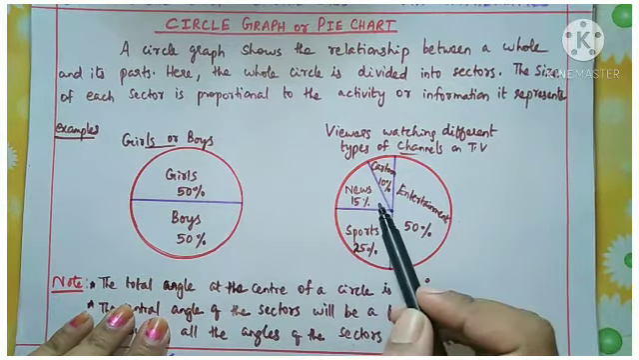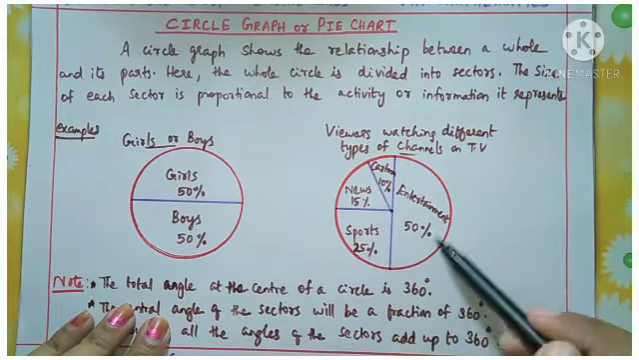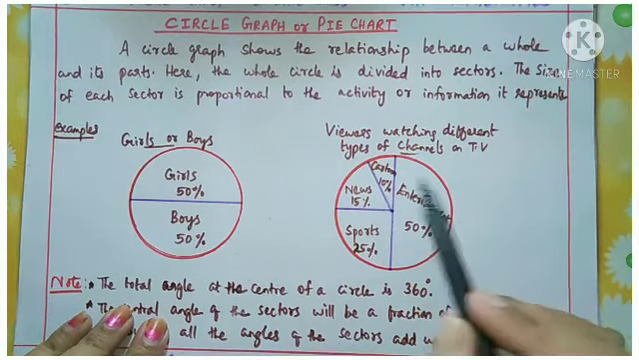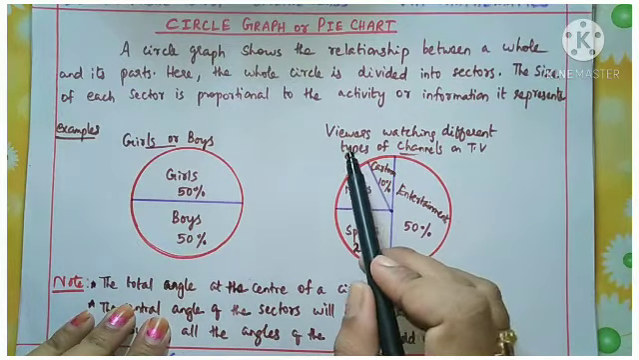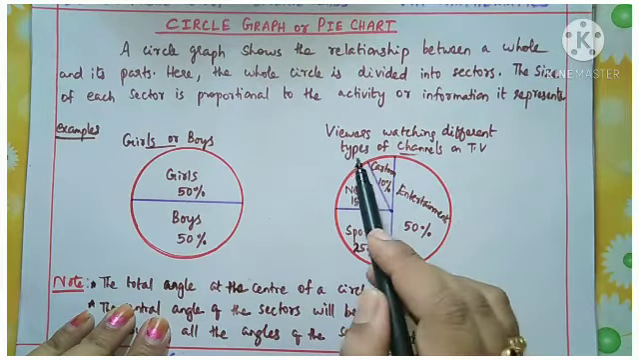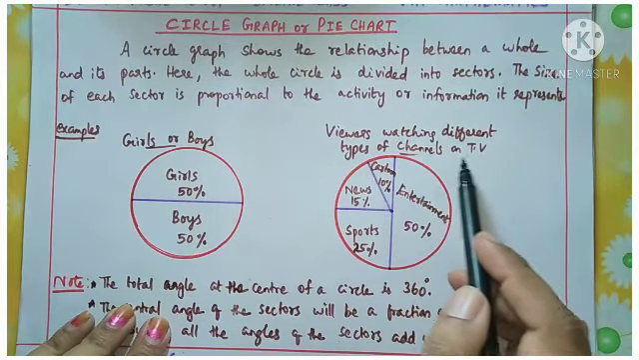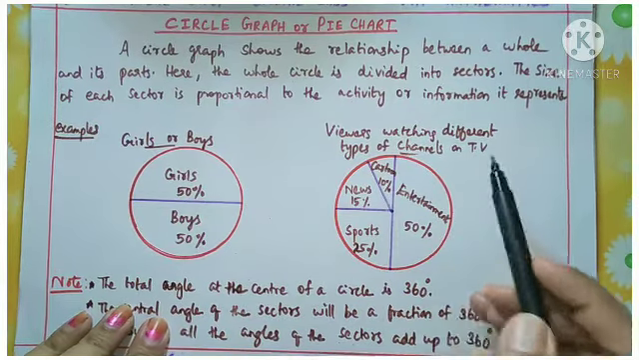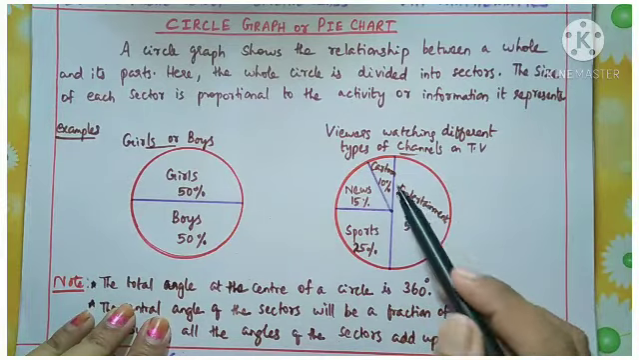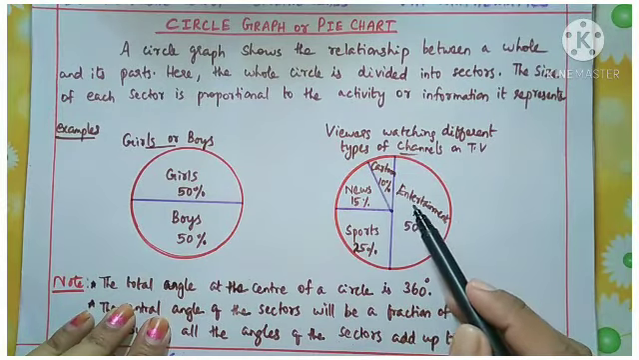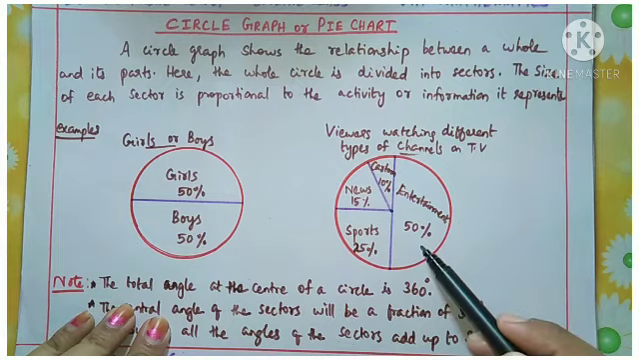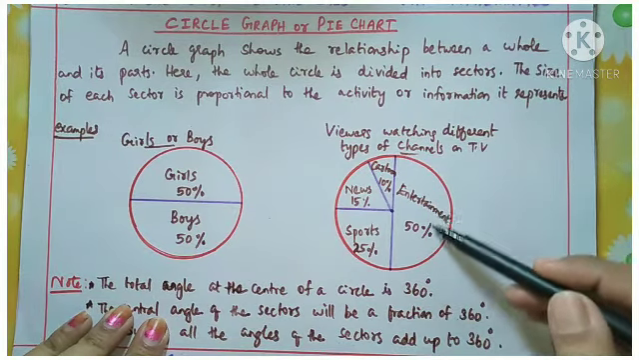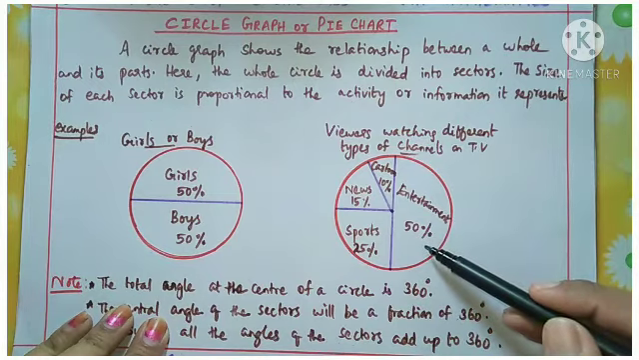Now come to this example. In this example, the whole circle represents certain information. And what is that information about? Viewers watching different types of channels on TV. So how many viewers are watching, what are the different types of programs? Here you see this segment of the circle is entertainment, 50%. So this part is entertainment channel, 50% of viewers are watching.